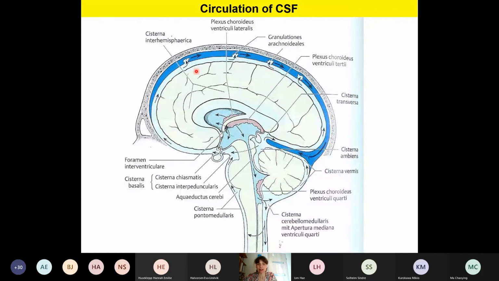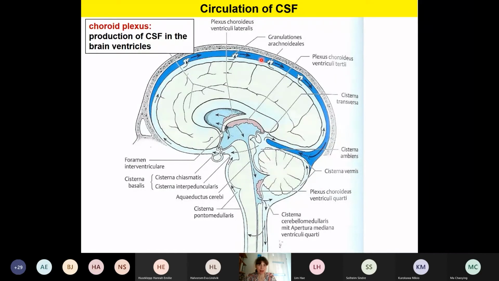But let's go further. Here in this picture, you can see again some of these venous sinuses, the superior sagittal, and here the straight sinus. And this picture shows how the cerebrospinal fluid can reach these sinuses. So this fluid is produced by the choroid plexus. And you have already heard about the ventricles and the choroid plexus.